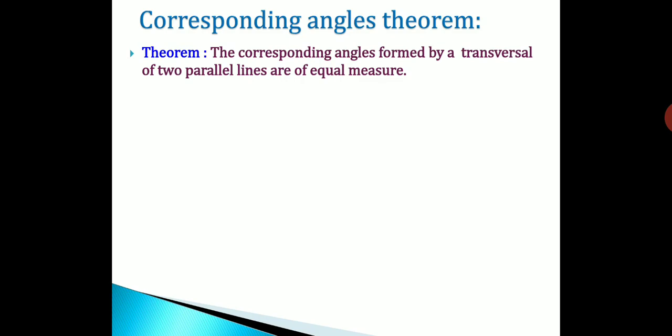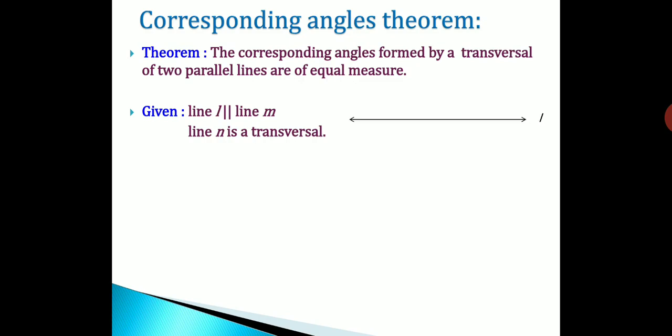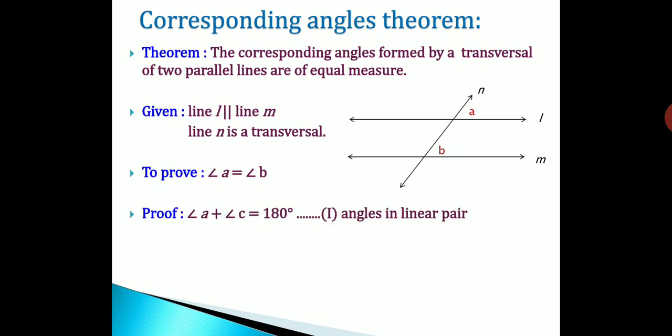So here the lines are given parallel and we have to prove the corresponding angles are of equal measures. So here line L and line M are parallel lines and line N is a transversal, and we have to prove that angle A and angle B, which are corresponding angles, are equal. So here we are going to make use of angles in linear pair.